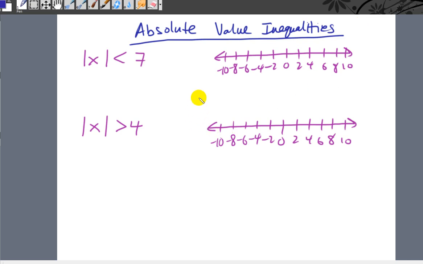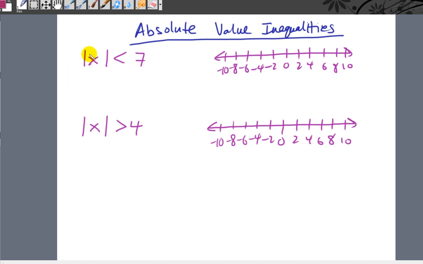Hello! The purpose of this video is to explain how absolute value inequalities work. Let's start off with a number line here. Let's try to reason through what we have. Let's say we're given these two examples and we want to graph them on a number line.